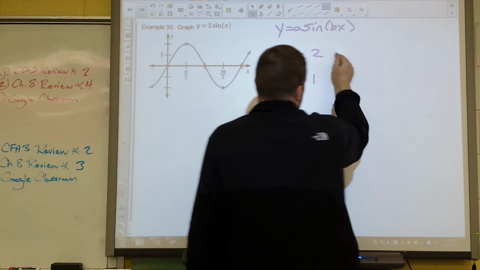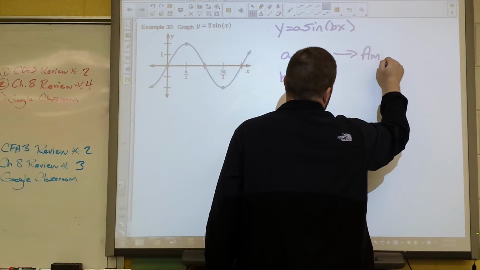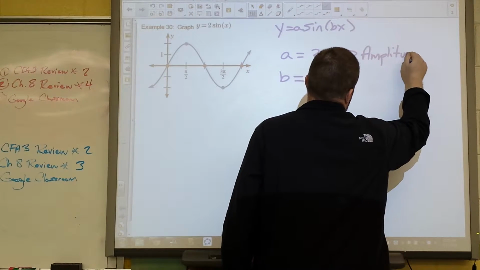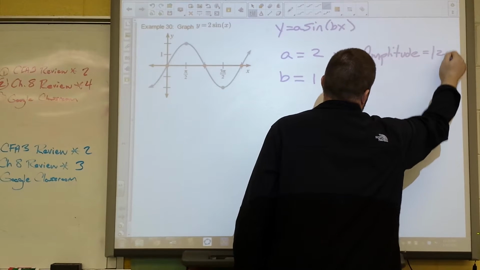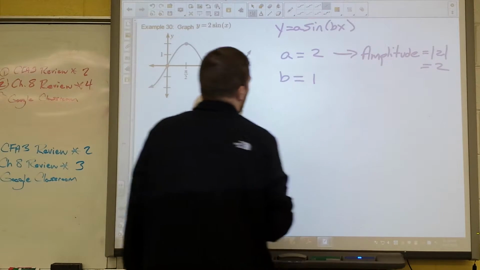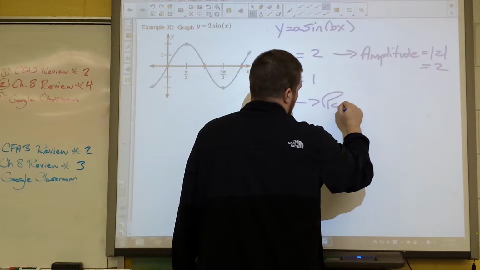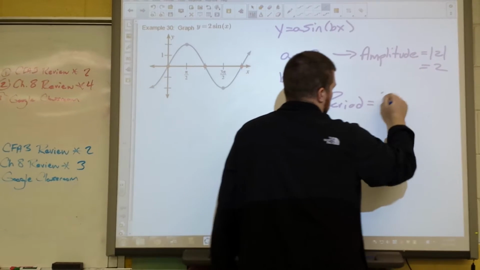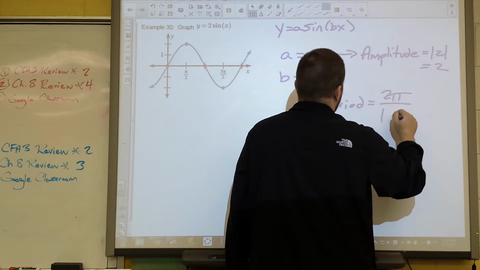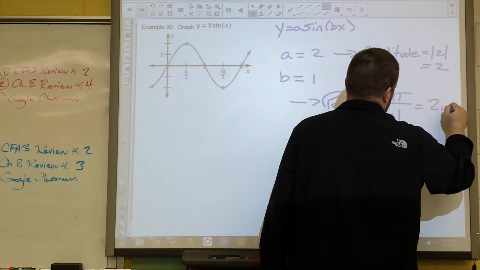Well, since A is 2, that means the amplitude is the absolute value of 2, or just 2. And since B is 1, we know the period is 2 pi over the absolute value of 1, which is just 2 pi.